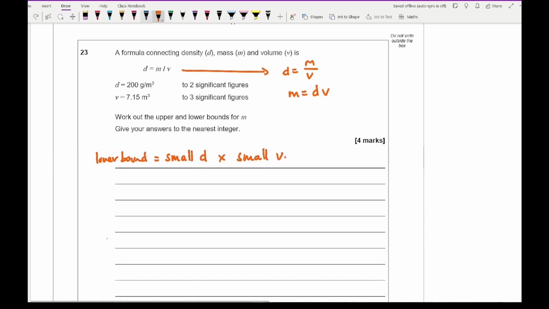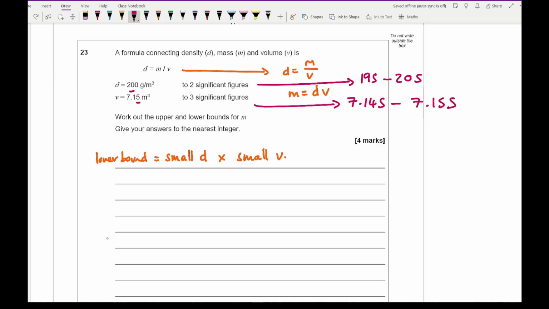Now for the lower bound, because I'm multiplying, I want the smallest, I want a small d times a small v. So for this, working these out in terms of the upper and lower bounds, d has been rounded to nearest 10. So that's going to be 195 to 205. v has been rounded to nearest hundredth. So that's going to be 7.145 and 7.155. So small d is 195 and small v is 7.145.